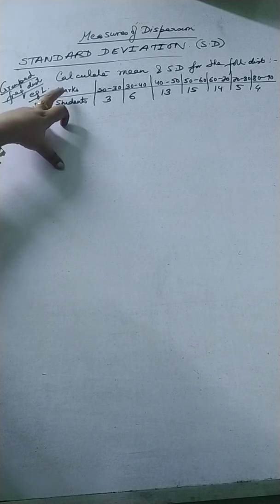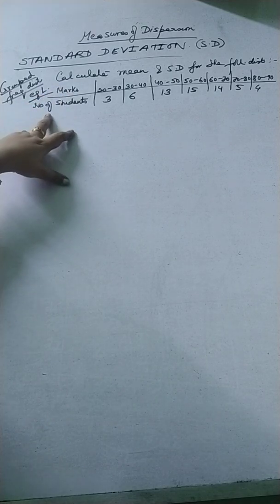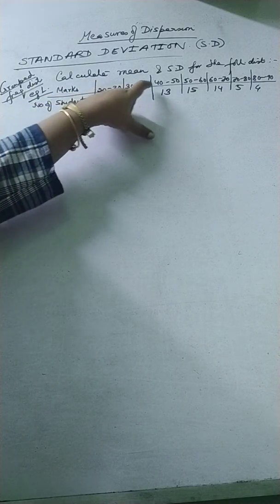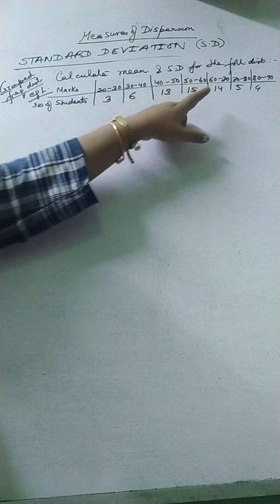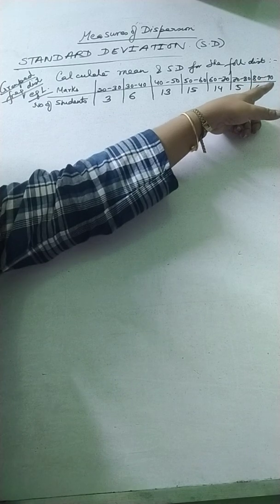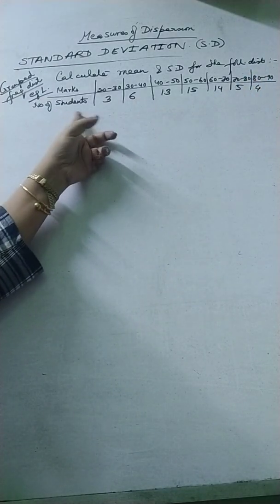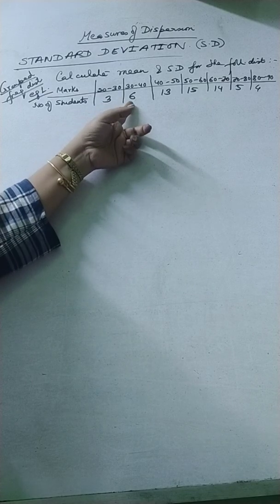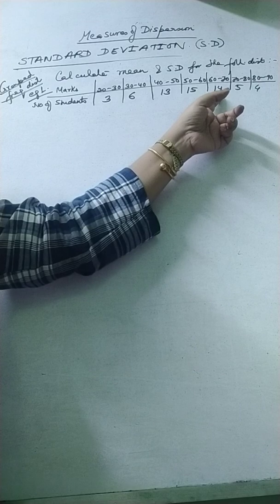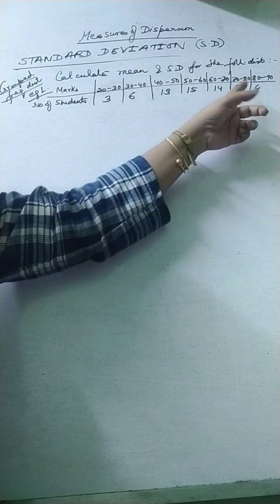The table has marks and number of students. The marks range is 20 to 30, 30 to 40, 40 to 50, 50 to 60, till 80 to 90, which is the last one. Number of students is 3, 6, 13, 15, 14, 5 and 4. I hope you can see clearly.